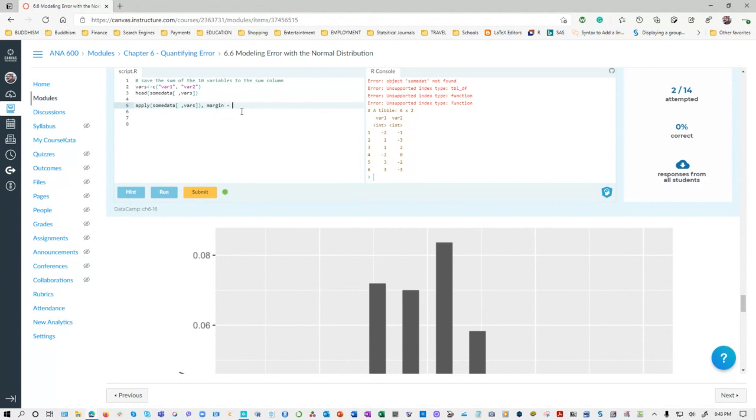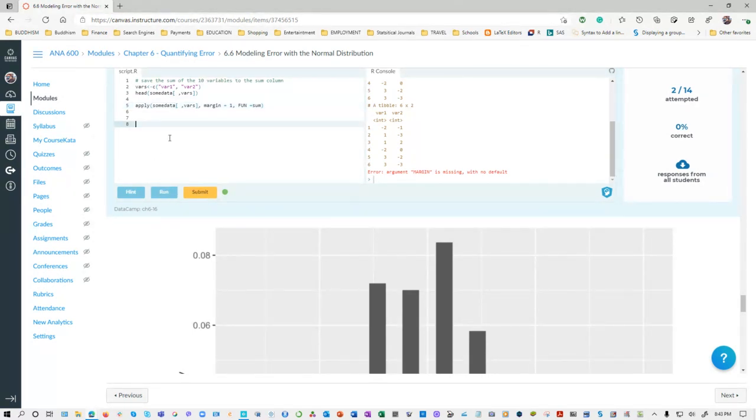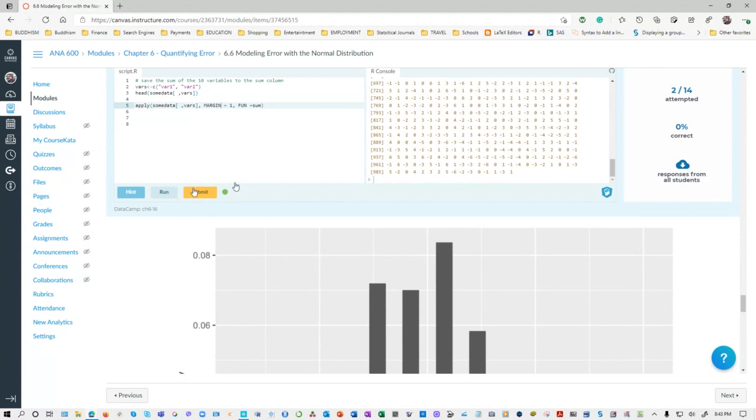Okay, margin. Instead of one, I'm gonna do row wise. Function called sum. Close it. Apply some data. Then close here. Margin 1 function sum. Margin is missing with no default. Okay. Margin. Okay, this is the problem. They're very case sensitive. Margin. See.